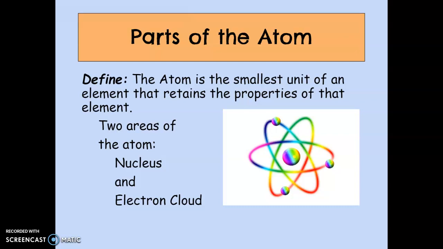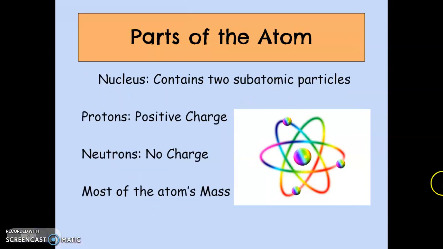So there are two areas of the atom. We have the nucleus and the electron cloud. If you think back to biology and the nucleus of the cell, the nucleus holds the DNA. It's kind of like the central part of the cell. Same thing for the atom. The nucleus is going to be the central part of the atom. But atoms are not living things. They're just the smallest unit of an element. So let's make sure we make that distinction before moving on.